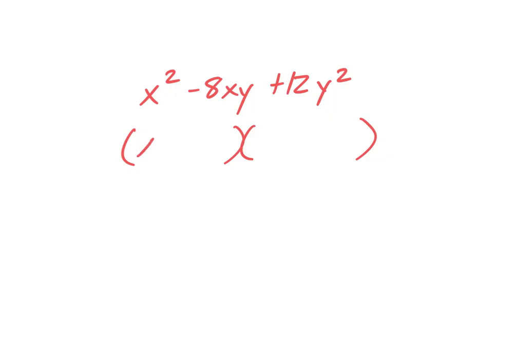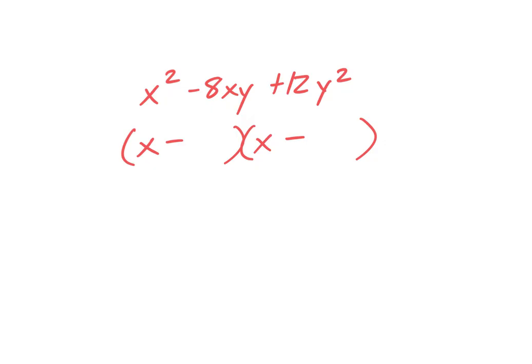We know that x times x gives me x squared. Our product is a positive 12y squared. Our sum is a negative 8. So what kind of signs are we going to want here? 2 negatives. Good. Negative times a negative gives me a positive. Negative plus a negative is going to stay negative. So I need 2 negatives.